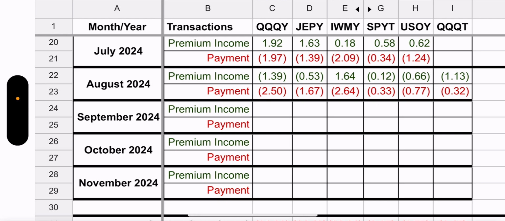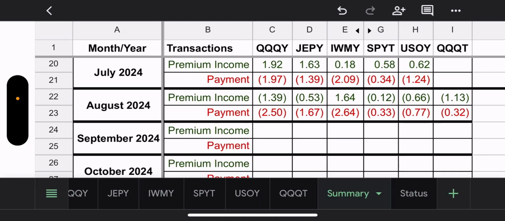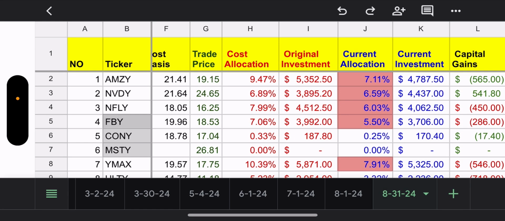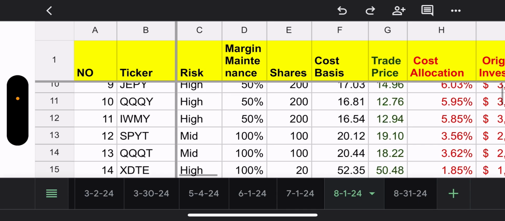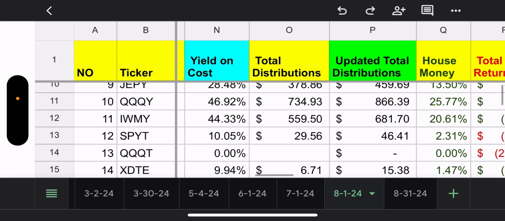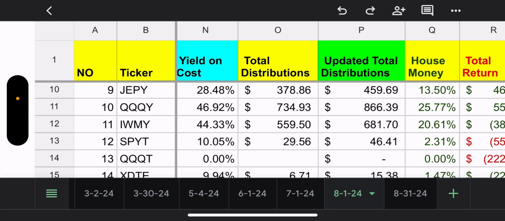Okay. Now I'll show you my yield on cost actually. Now I'm curious. So let me go to my Retire Now tab. I go here. So based on the last payment, my yield on cost, there's JEPY. All right. So JEPY yield on cost 28%, QQQY 46%, IWMY 44%. So yield on cost basically takes my cost basis based on the last payment, and then takes that last payment, multiplies by 12, and then I get my yield on cost.